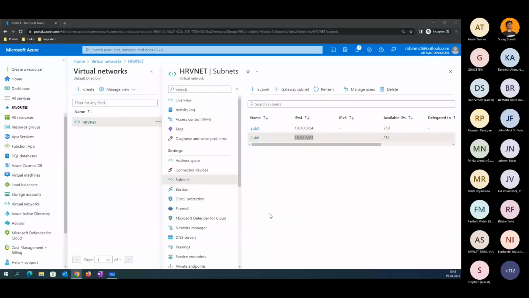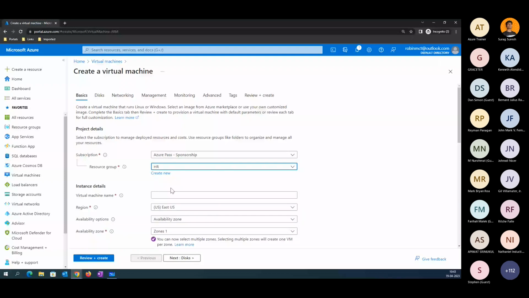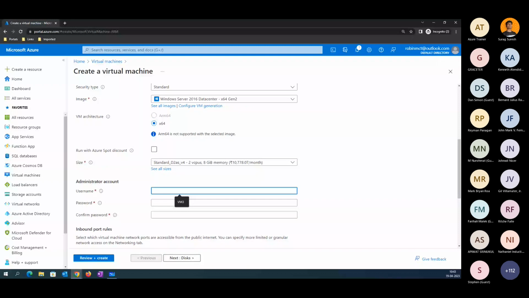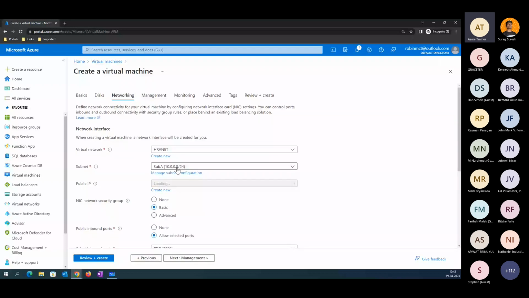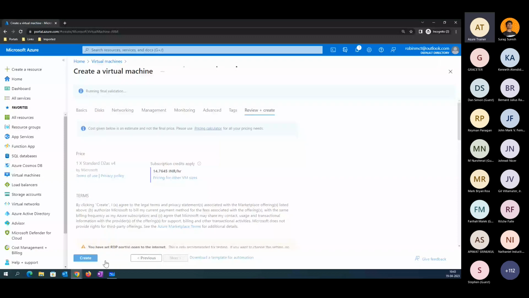Now, if you go to the cloud portal here, let me attach one more VM into the same subnet. I'm selecting the same resource group, everything the same, giving the name VM2, same location, and providing the username and password. Attaching this virtual machine to the same network, HRVNet, not to subnet B, right now I'm attaching to subnet A. Review and create. Right now the validation is being completed. Let's provision this VM.